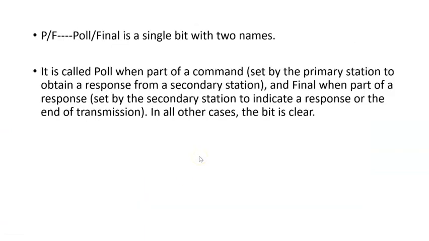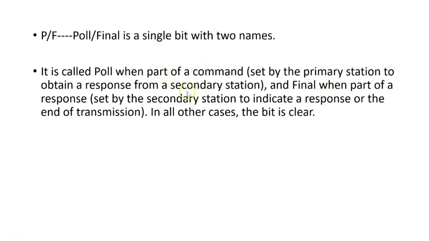Okay. Now it is called poll when it is a part of a command, and when it is part of a response, it is called final. In other cases, the bit is clear. So when this is a part of a command, it is a poll. It is set by the primary station to obtain the response from the secondary station. In order to poll the secondary station, this field is set by the primary station when it is given along with a command.